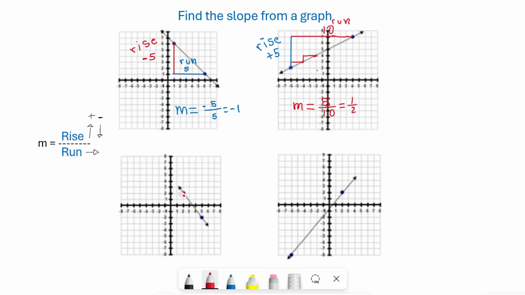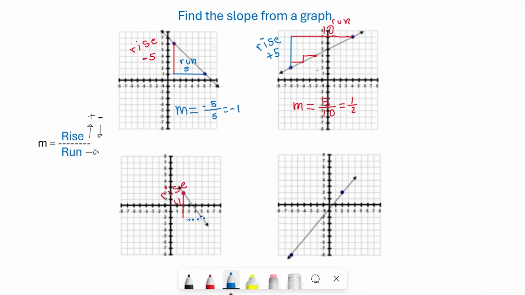Now, moving from this point to that one, all I'm going to do is count the units. I'm moving down, let's count the units. Should be 1, 2, 3, 4 units. So this number 4 is going to be the rise.